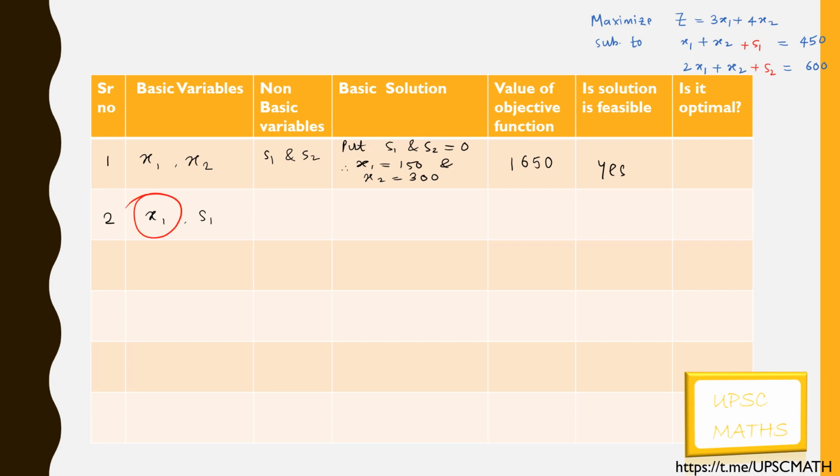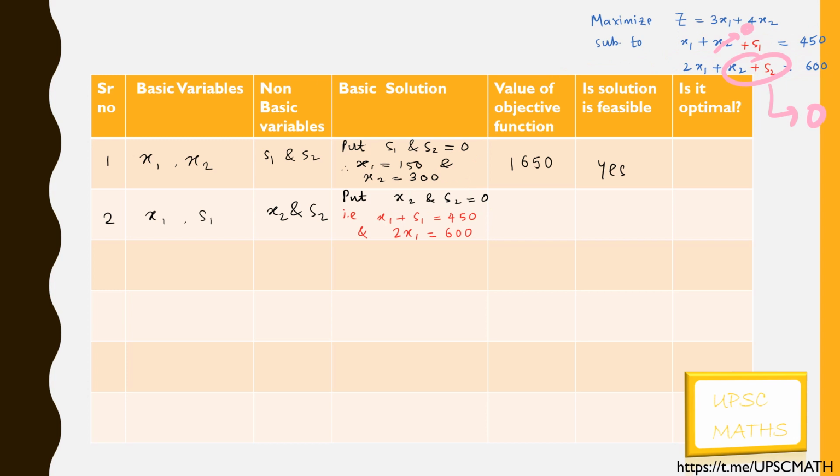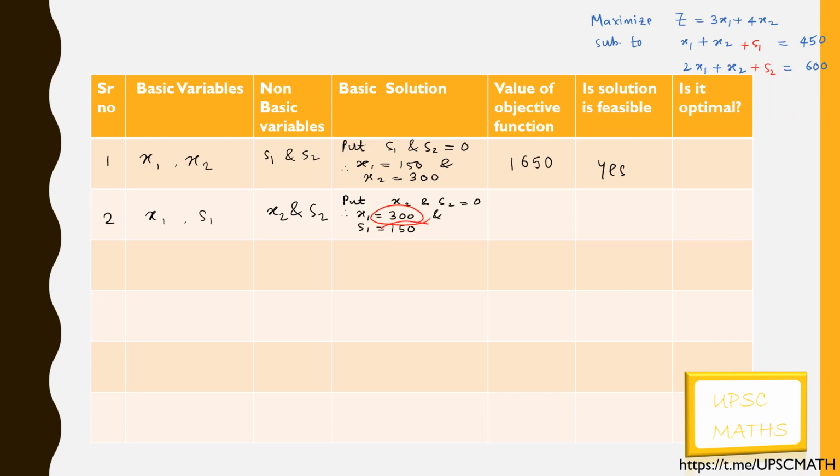Now let x1 and s1 be the basic variable and hence x2 and s2 becomes the non-basic variables. Put x2 and s2 equal to 0 in the given constraints. We get two equations as x1 plus s1 equal to 450 and 2x1 equal to 600. When we solve these two equations, we get the value of x1 and s1 as 300 and 150.